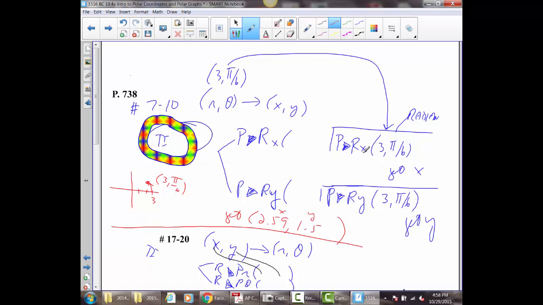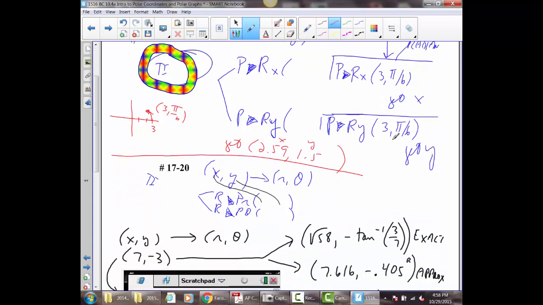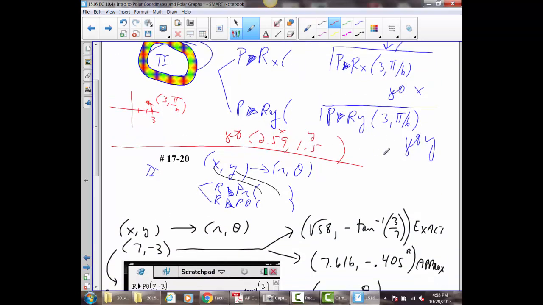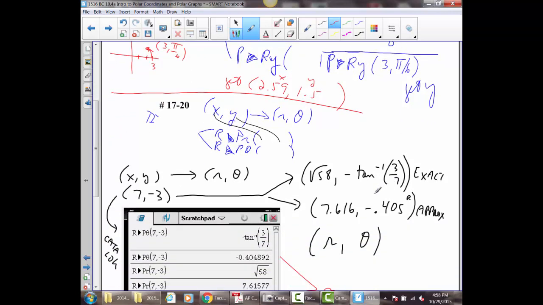So what you'll do is you'll select that key and you'll simply enter your polar point. And when you do that, you'll get the x-coordinate equivalent to that. And if you do P, R, Y, you'll get the y equivalent. It turns out 2.59, 1.5.